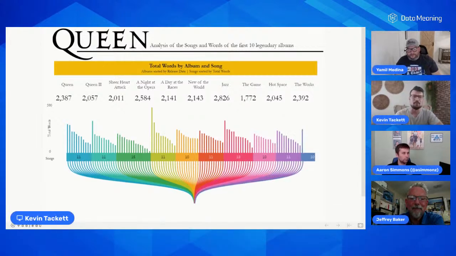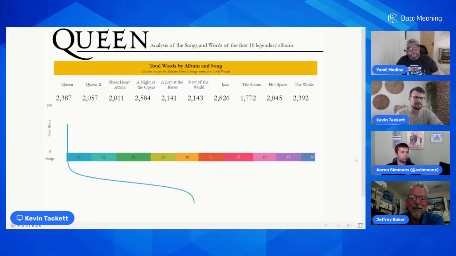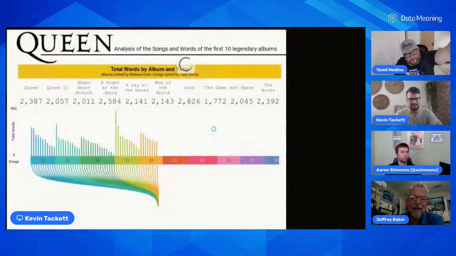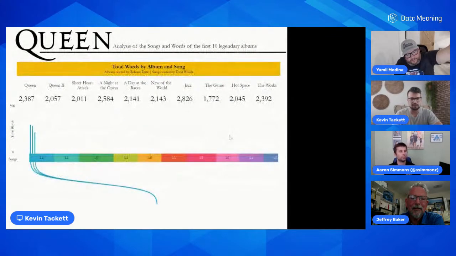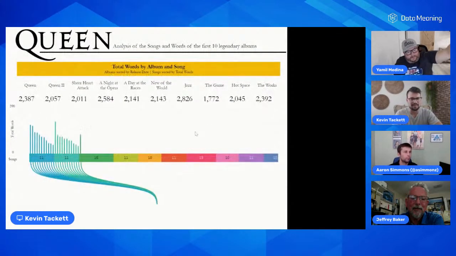And the more I watched him, the more I fell in love with Queen, and we would work and listen to Queen as we went. And so that's part of why I chose to go with them for my data visualization here.